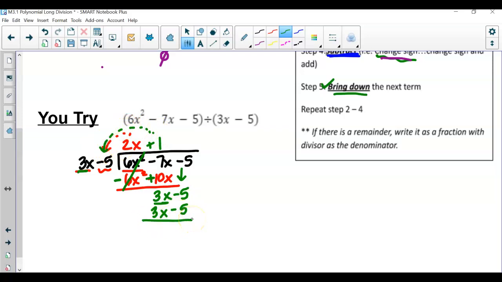And now what do we do? Subtract or change the sign. So negative and positive. 3x minus 3x, 0. But notice how negative 5 plus 5 is also 0, giving you a remainder of 0. So again, 3x minus 5 is a factor because you get a remainder of 0. So your answer is just 2x plus 1.